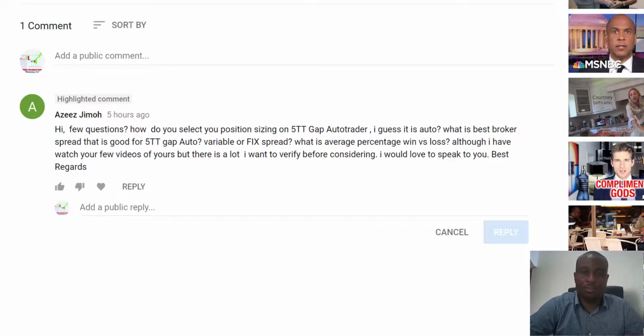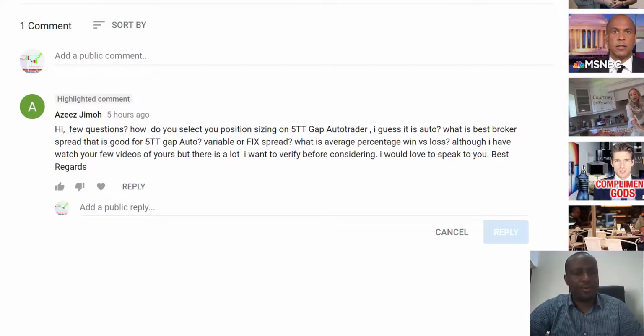I guess it is auto. Yes, certainly it is auto. The EA is programmed to be able to select your trade size based on how much risk you have set for the EA to take per trade, and also based on the actual signal, the setup. So how far the entry price will be from the stop loss level. So the EA will calculate the trade size and then take the trade based on that.